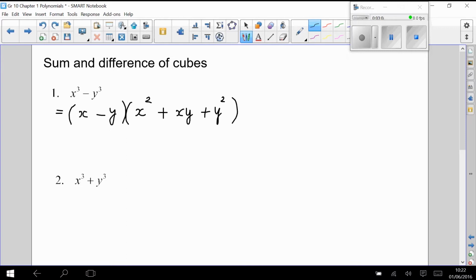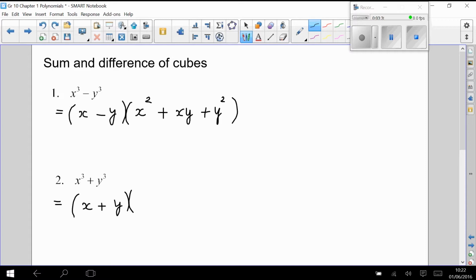Let's try this with the second example. The only difference between the first and the second examples you can see is that the first one had a minus between the two terms. That would have been the difference of cubes. The second has a plus between the two terms, so that is the sum of cubes. Now going back to the method that I had before, I find the cubed root of x cubed, x, keep the sign, the cubed root of y cubed, y.